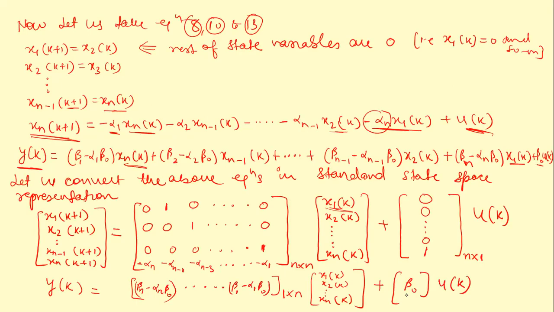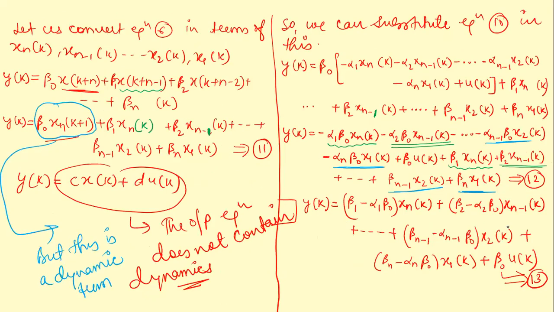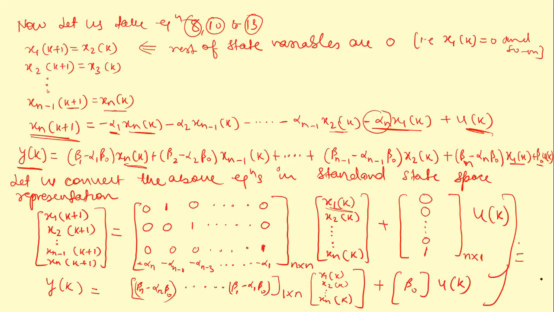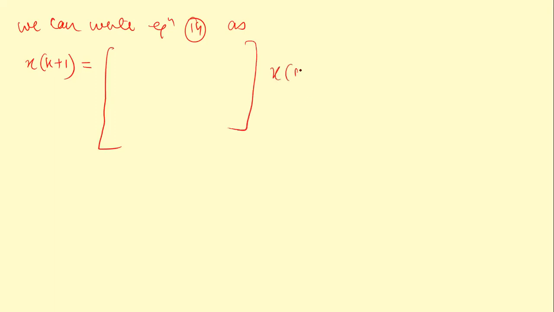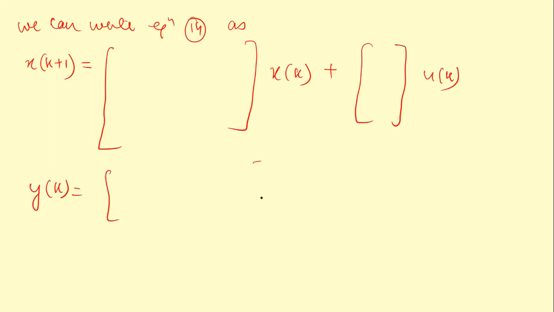So if you see this equation, for example, let us take it as equation number 14. So this is equation 14. So we can write equation 14 as xk plus 1 is equal to this matrix into xk plus one matrix into uk, and then we have yk is equal to a matrix into xk plus a matrix into uk, right?